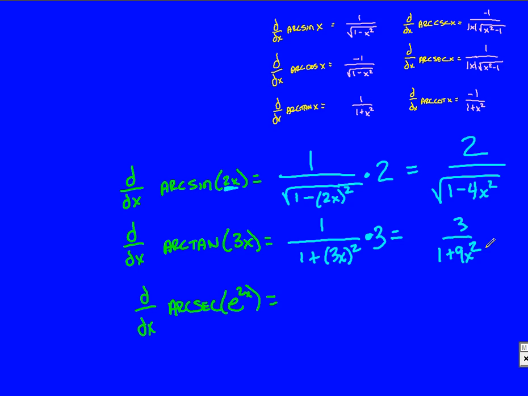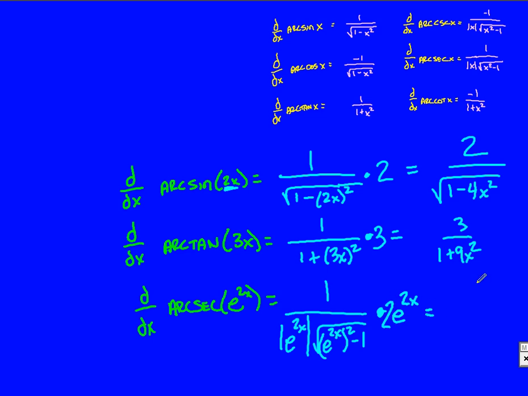Arcsecant of e to the 2x. Oh, this is going to be fun. So arcsecant is 1 over the absolute value of e to the 2x, square root of e to the 2x, that whole thing is squared, minus 1. Again, I just forgot it. Very common. You did the whole formula, you still need to remember multiply by derivative of the inside. The derivative of the inside would be itself, and it has its own inside, so times 2.